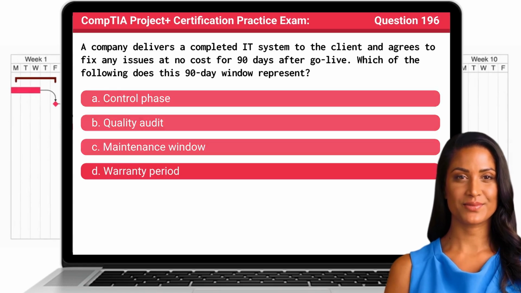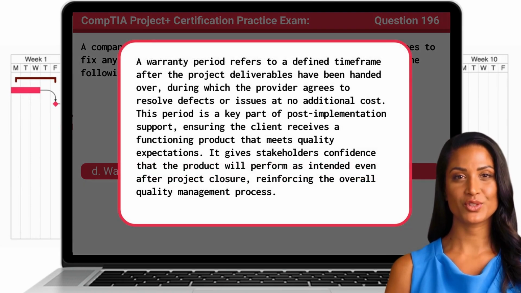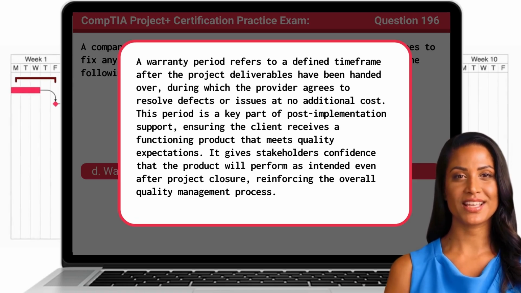The answer is D. Warranty period. A warranty period refers to a defined time frame after the project deliverables have been handed over, during which the provider agrees to resolve defects or issues at no additional cost. This period is a key part of post-implementation support, ensuring the client receives a functioning product that meets quality expectations. It gives stakeholders confidence that the product will perform as intended even after project closure, reinforcing the overall quality management process.